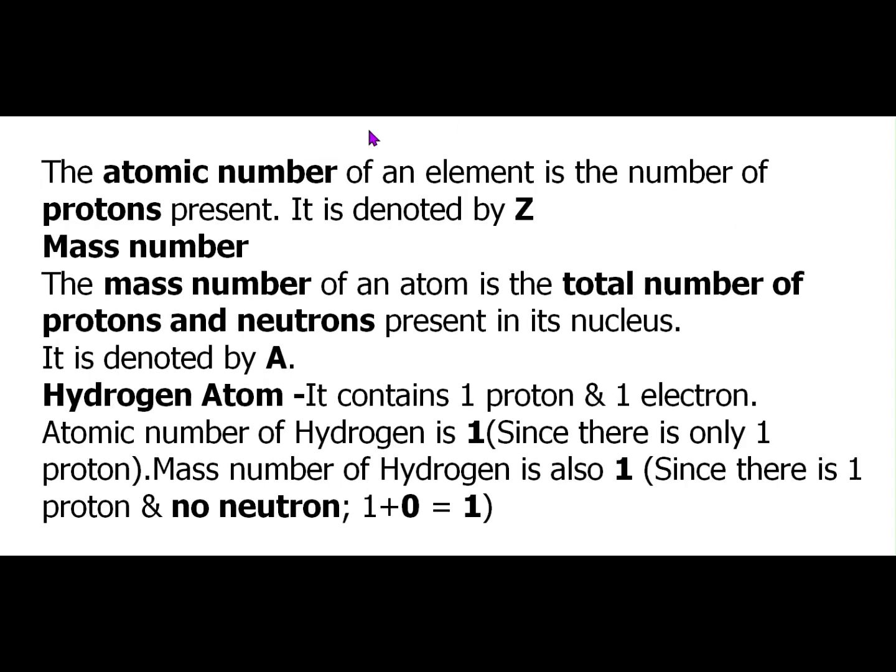The atomic number of an element is the number of protons present.